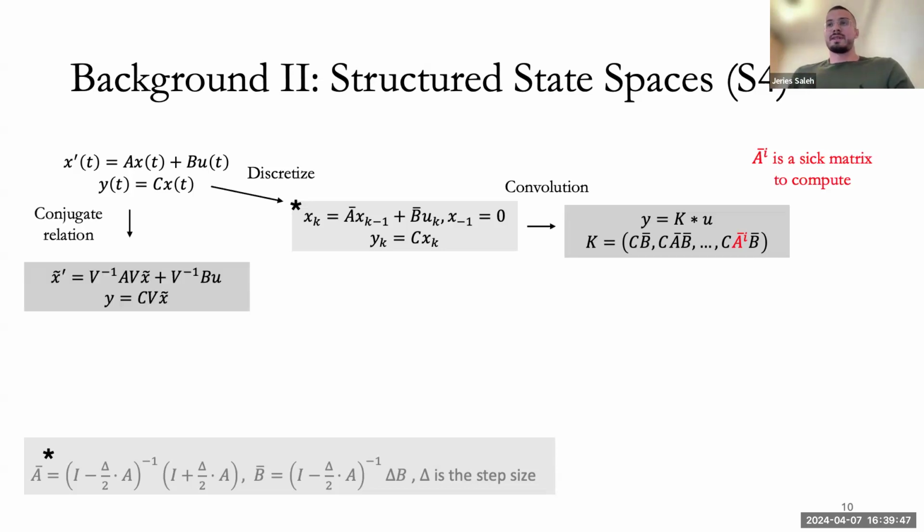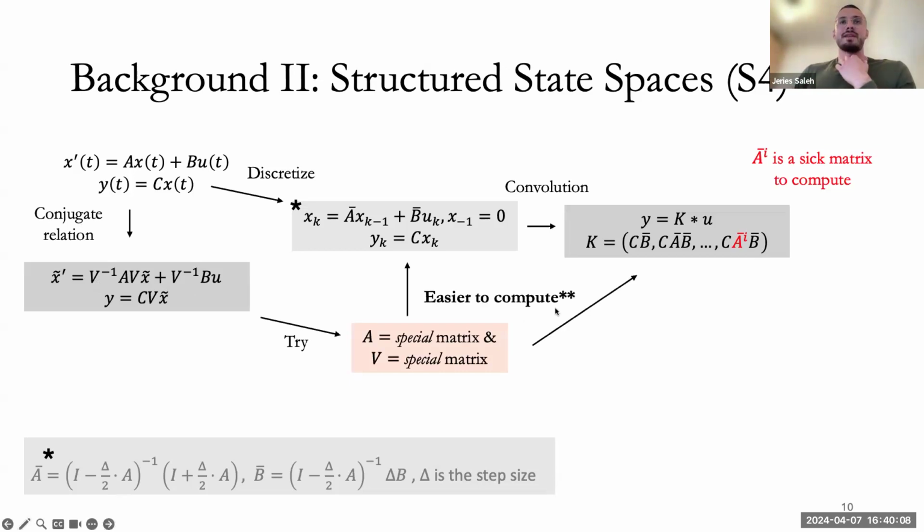So alternatively, what they did, they tried to prove a conjugate relation. So what they do is they try to project this whole problem into a different basis using matrix V. This is the projection. And by choosing a special matrix V and a special matrix A also, they show that these representations can be easier to compute. And this would be solving problem 2, the problem that we mentioned in the previous slide, which was that it was computationally costly. So this makes it easier to compute. They show that in their paper.